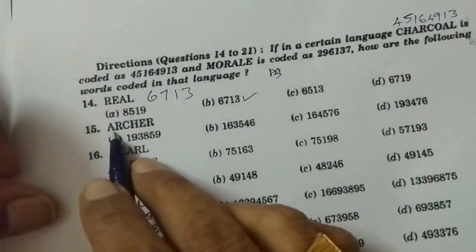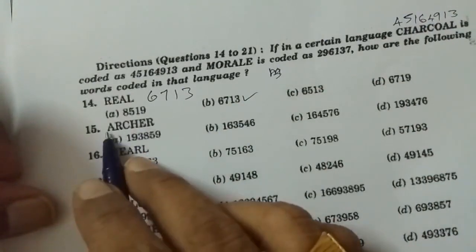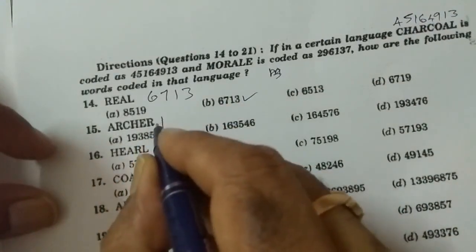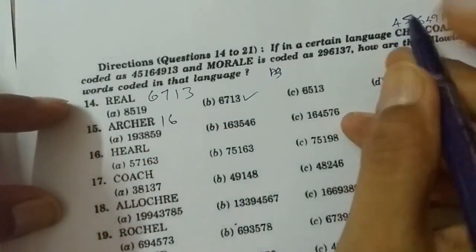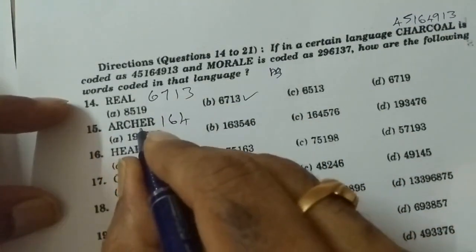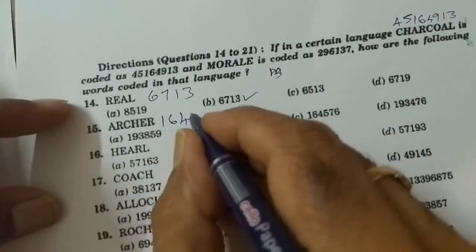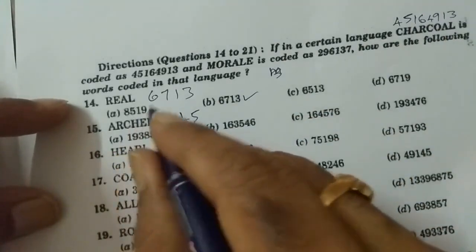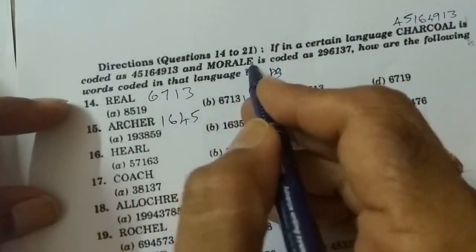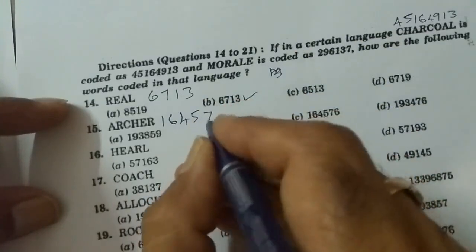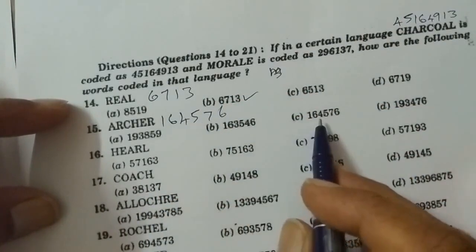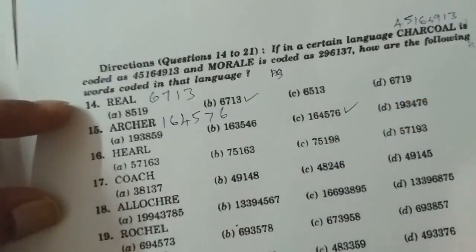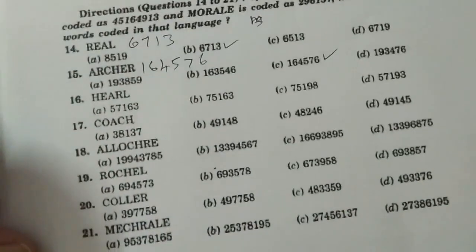Next, ARCHER is coded as: A is coded as 1. R is coded as 6. C is coded as 4. H is coded as 5. E is coded as 7. R is coded as 6. That is 164576. C is the answer. In the same manner, we have to solve questions 16, 17 and onwards.